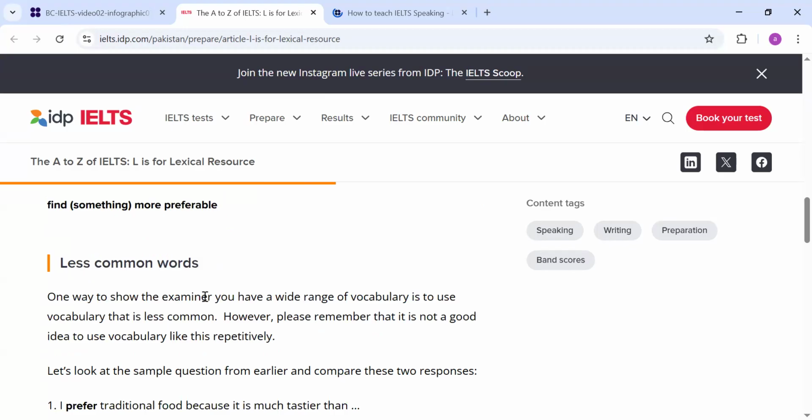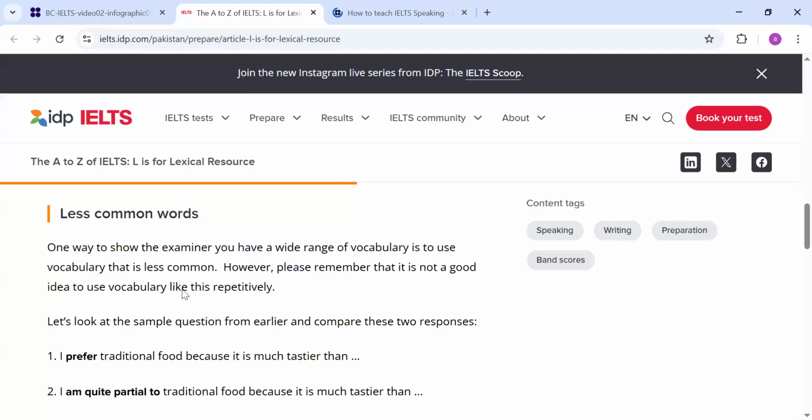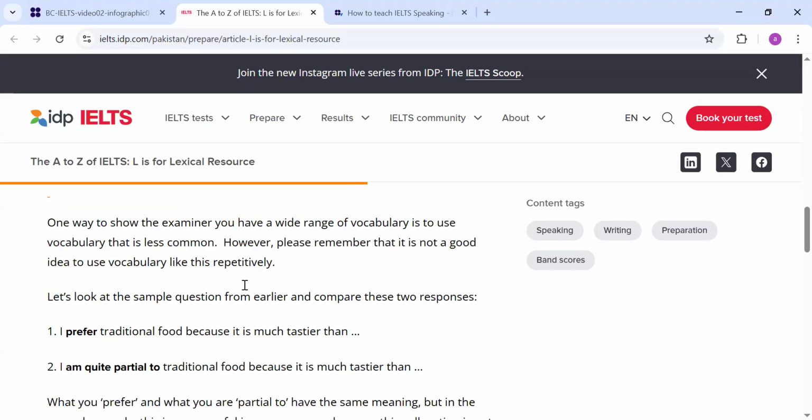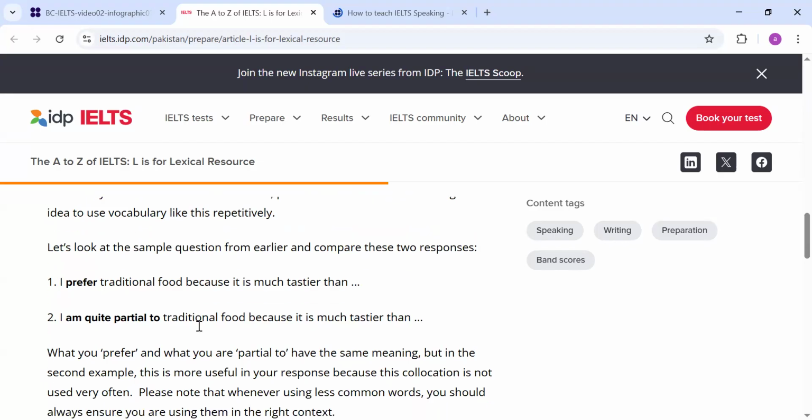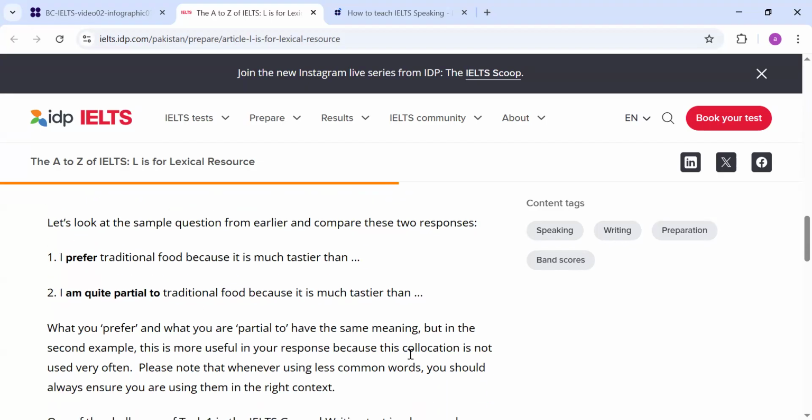Let's look at the example question from earlier and compare these two responses. "I prefer traditional food because it is much tastier than..." "I'm quite partial to traditional food because it is much tastier than..." So what you prefer and what you are partial to have the same meaning. But the second example is more useful in your response because this collocation is not used very often.